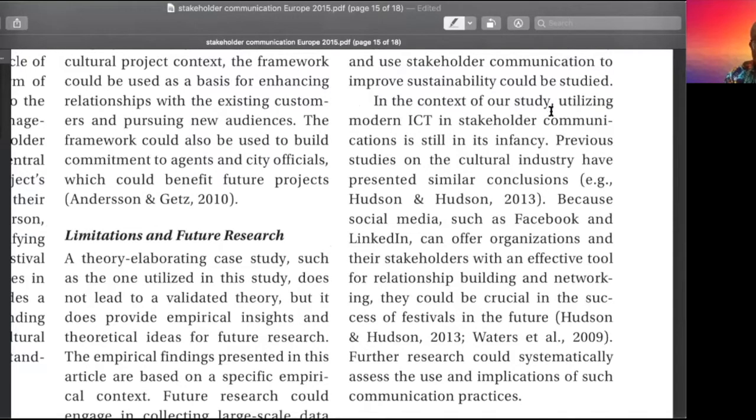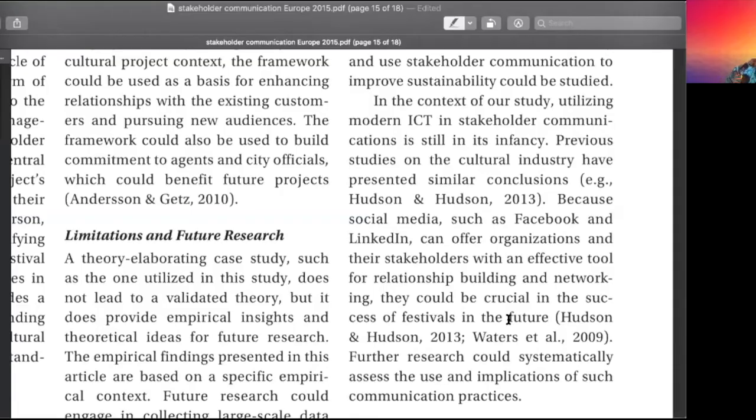In the context of our study, utilizing modern ICT in stakeholder communications is still in its infancy. Now, he said stakeholder communication and ICT, using modern ICT in stakeholder communication is still in its infancy. This is 2015 when he said that. So, previous studies on cultural industry have presented similar conclusions. Because social media such as Facebook and LinkedIn can offer organizations and stakeholders with an effective tool for relationship building and networking, it could be crucial in success of festivals in the future.